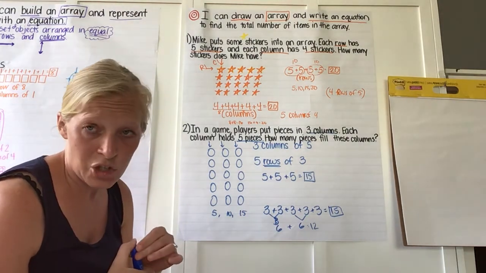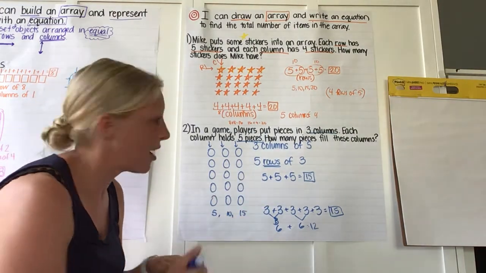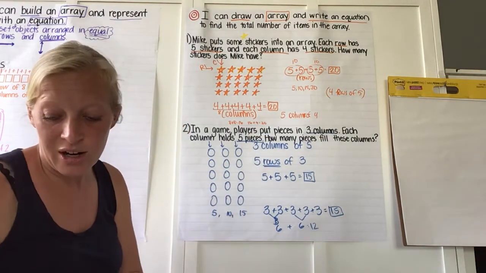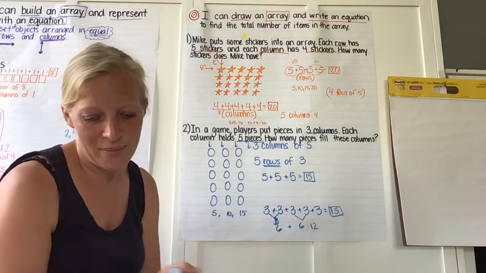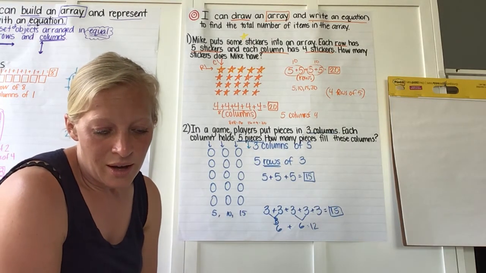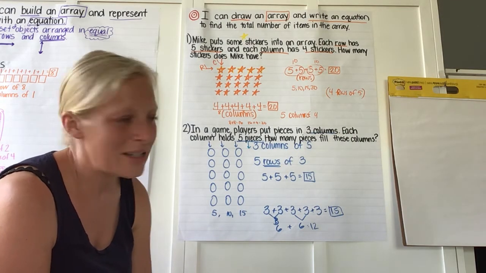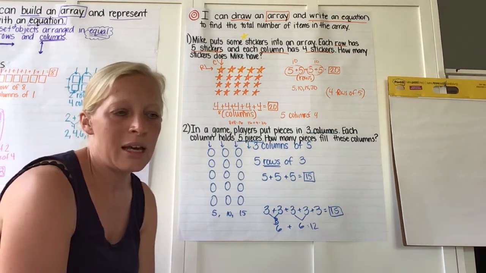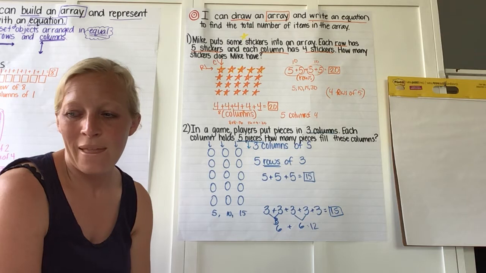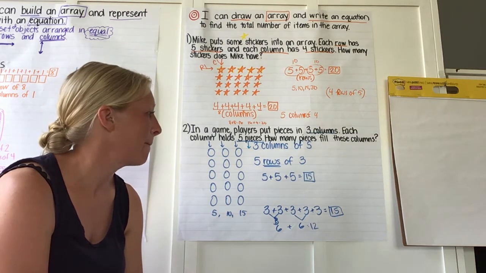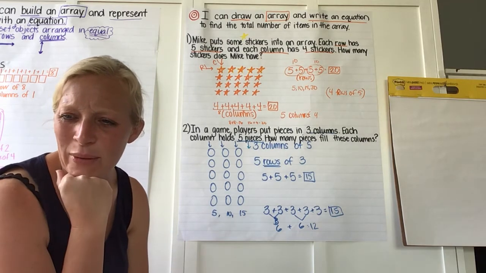Now, can I ask you a question? If I wanted to add another column, okay, I'm going to do this in a little different color so you can see what I'm thinking. If I wanted to add another column, how many more pieces would I need? If I wanted to add one more column, how many pieces would I need? Thumbs in front of your tummies when you think you know. How many more would I need if I wanted to add another column?